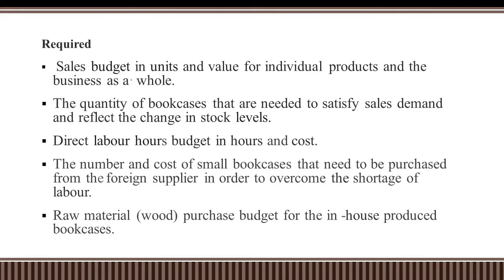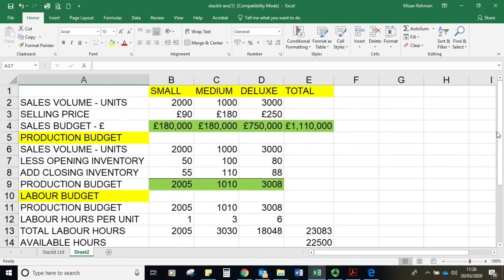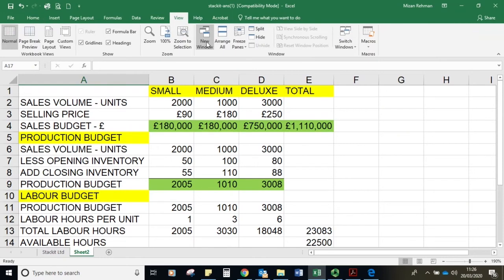The fourth one is the number and cost of small bookcases that need to be purchased from a foreign supplier in order to overcome the shortage of labor. So the situation we have, we will produce as many small, medium, and deluxe first, and then we will make small right at the end, because that's the only product which we can outsource. So we'll do that right at the end. First we need to produce our deluxe and medium.